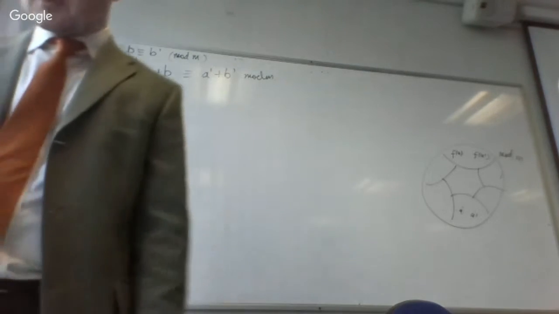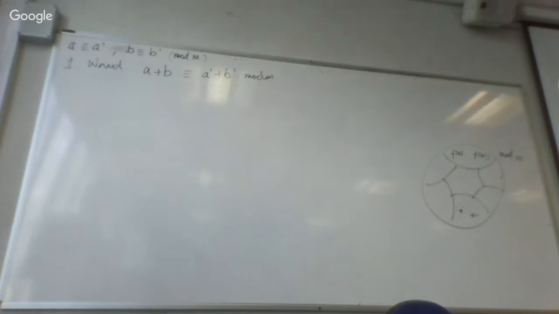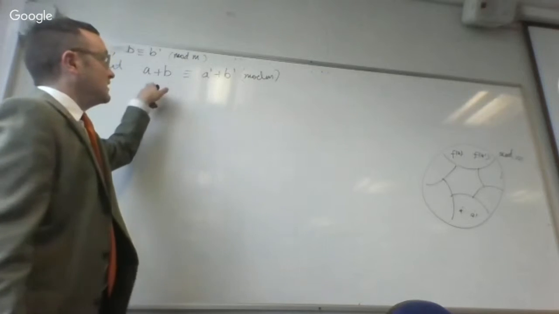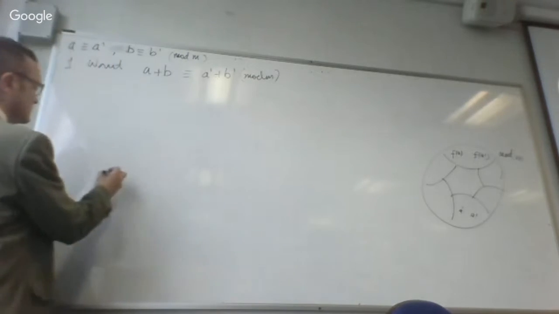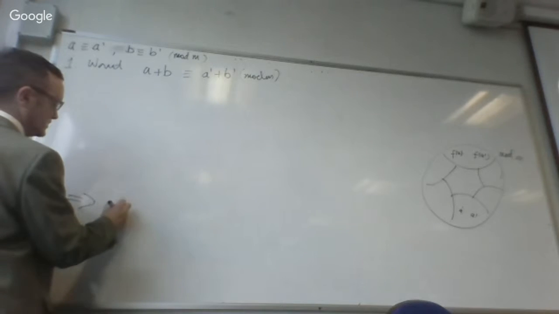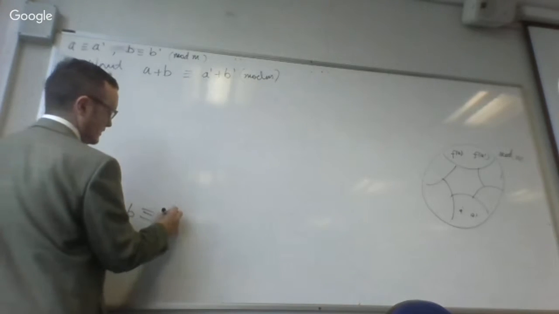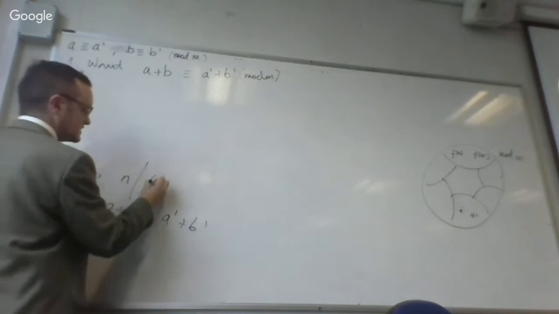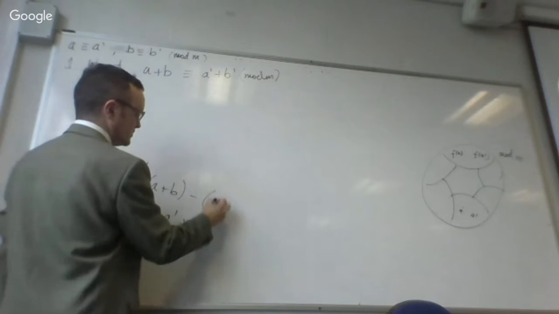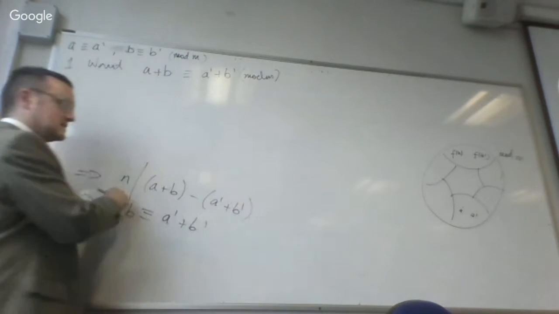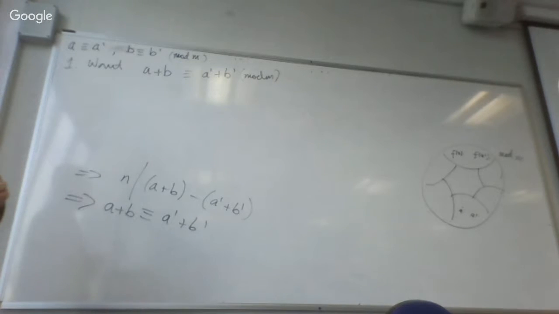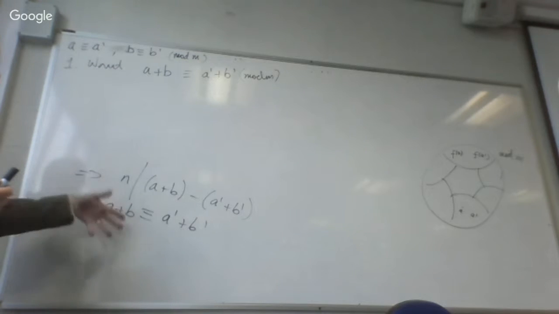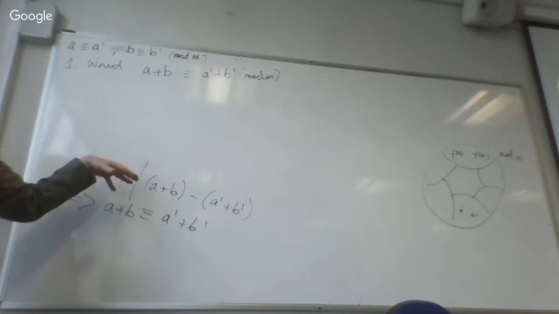Okay. So how do we prove this? This is what we want. I want to show that a plus b is congruent to a prime plus b prime. The only way I'm going to show that is if I show that it satisfies the definition. So, a plus b minus a prime plus b prime has to be divisible by n. Congruence is defined in terms of divisibility, so we should prove things about it via divisibility.